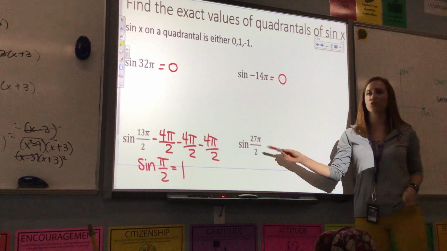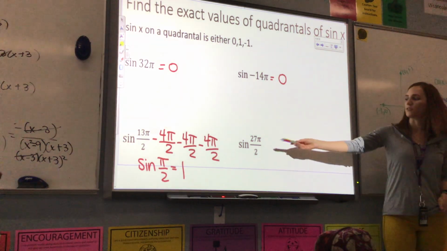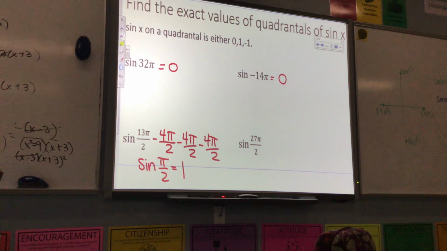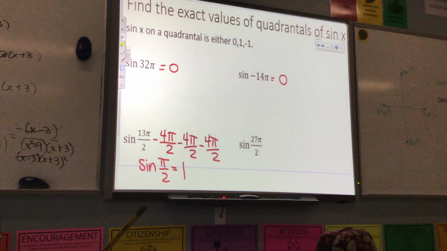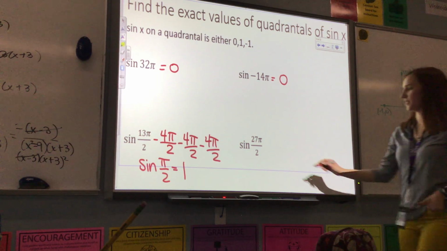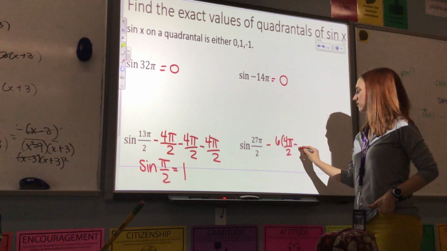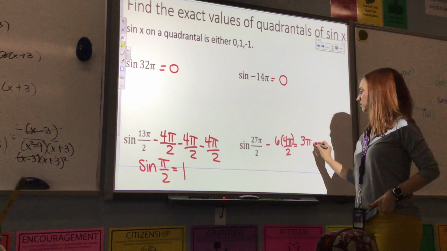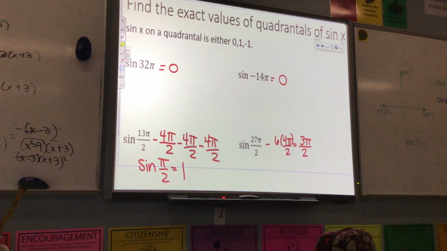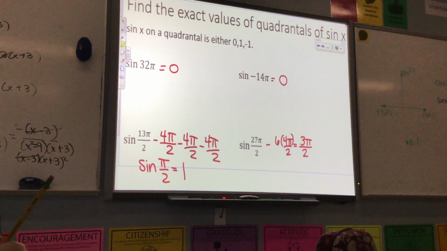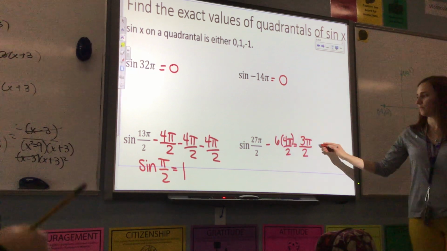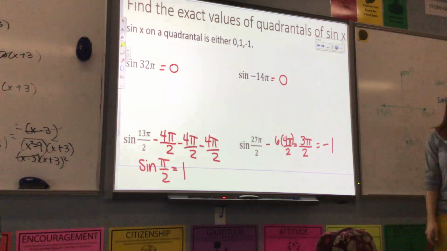Now, same thing happens on this one. Anytime you have sine, if it's over 2 pi, you have to figure out which one it's coterminal with. So subtract off 4 pi on that one. How many 4 pi's can you subtract from this? 6. 6, yes. So that means this is what? Good. Again, you can just look at your graph. At 3 pi over 2, your graph is at -1.